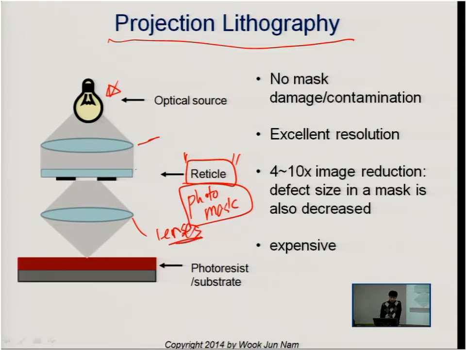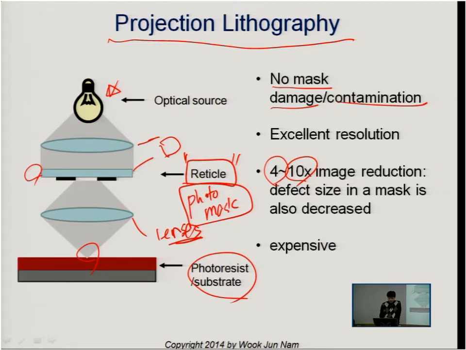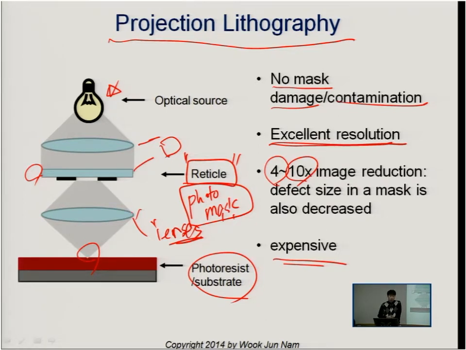Normally the feature size on the reticle is reduced about 4 to 10 times smaller on your photoresist. Technically this reticle is separated from the photoresist-coated substrate, so like proximity lithography, we don't have mask damage or contamination. And since it uses lenses, it offers excellent resolution. But since it uses lenses and some other optics, the tool price itself is much more expensive than a contact lithography or proximity lithography exposure tool.